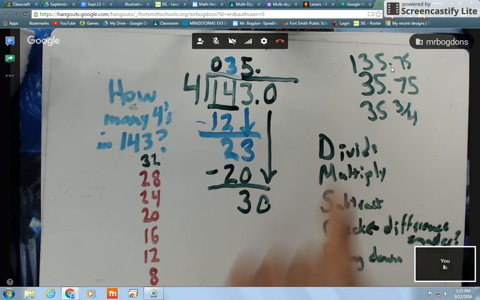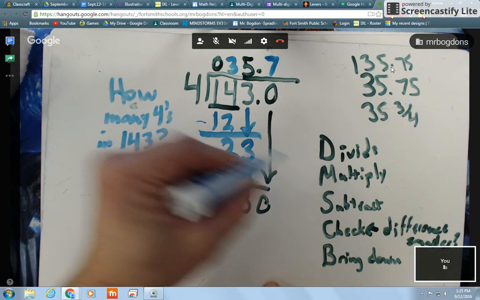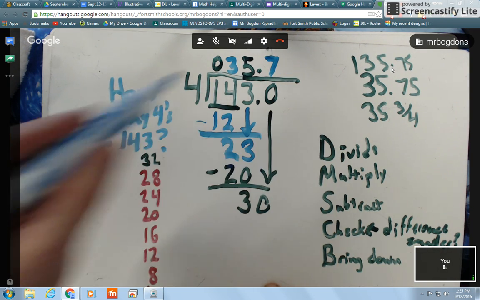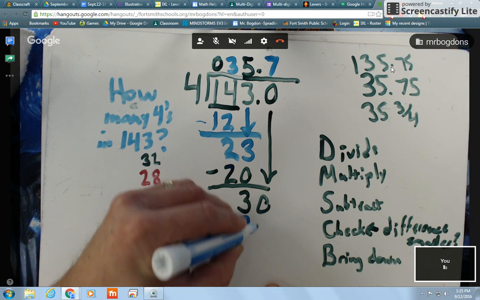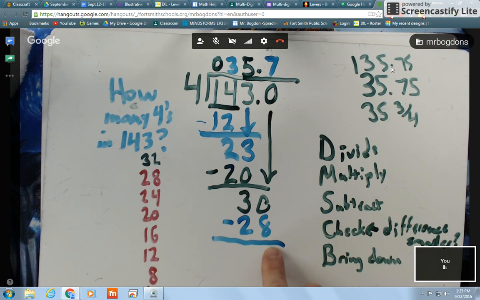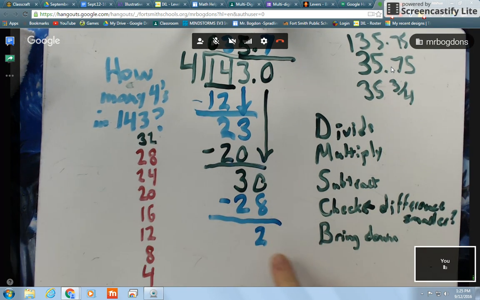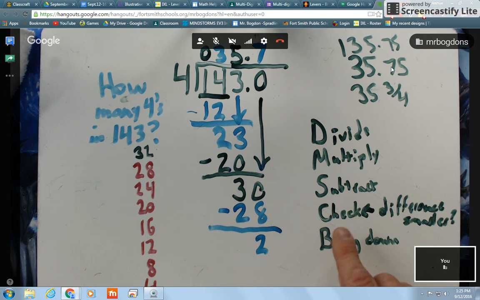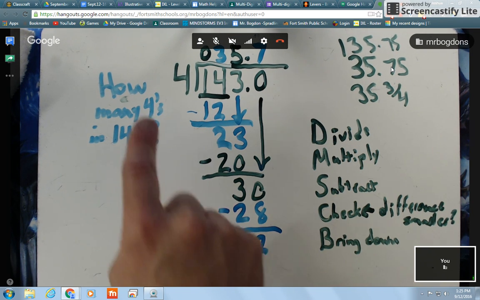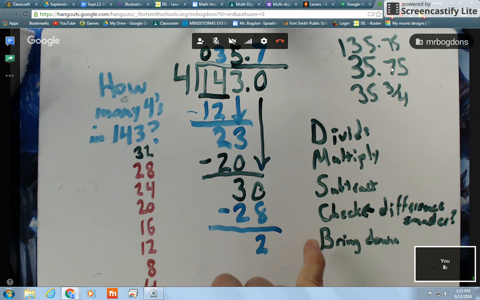So we said that 4 will divide into 30 seven times. Okay, now I multiply. What is 4 times 7? Then I subtract. What's the difference between 30 and 28? 2. Now check my cheese. Is my difference smaller than my divisor? Yes.